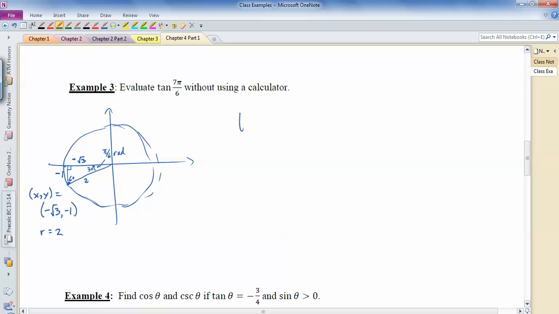So I need tan of 7 pi over 6. So tan of 7 pi over 6, that's my y over x. So y is -1, and x is -√3. So this is 1 over √3. And remember, tan you can interpret as the slope of that radius, right? So the slope of this radius is the rise over the run, 1 over √3. And that's what we got.